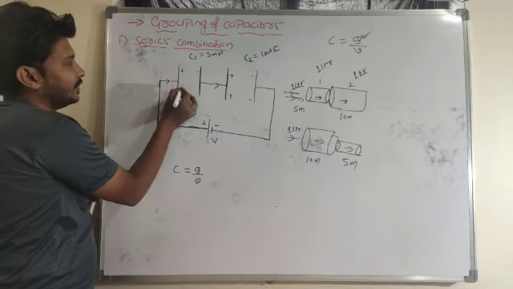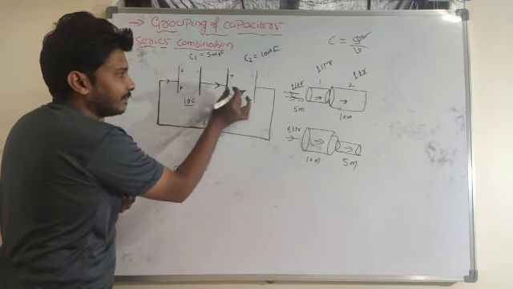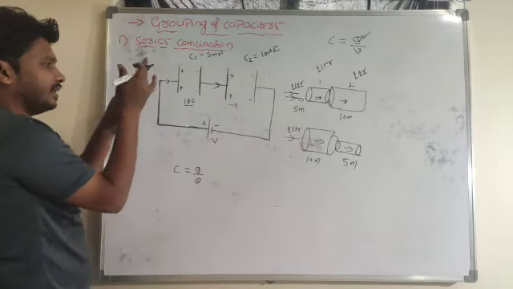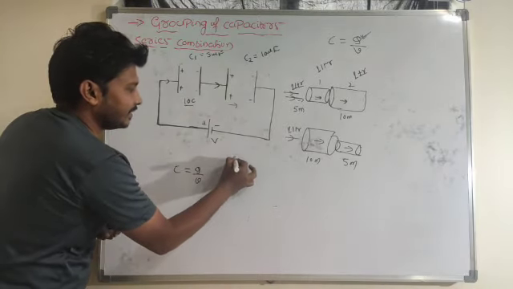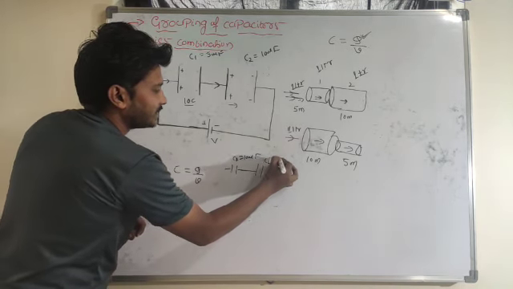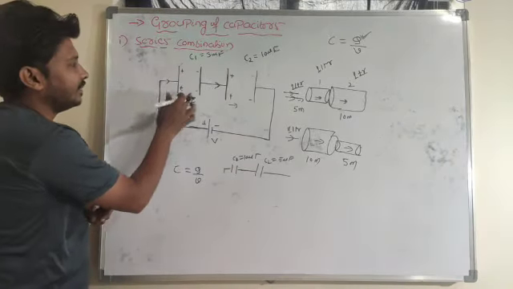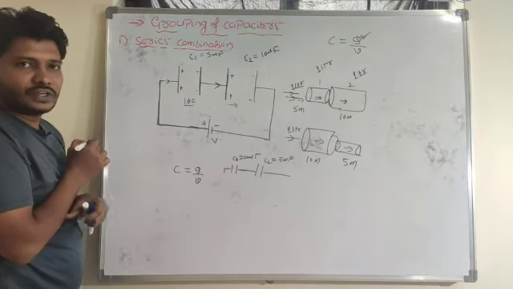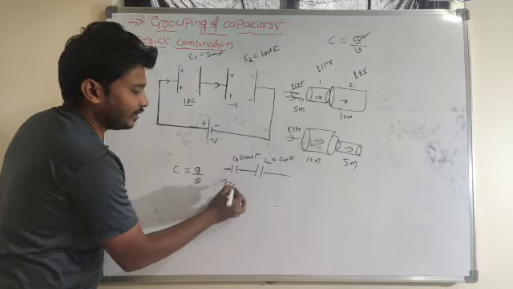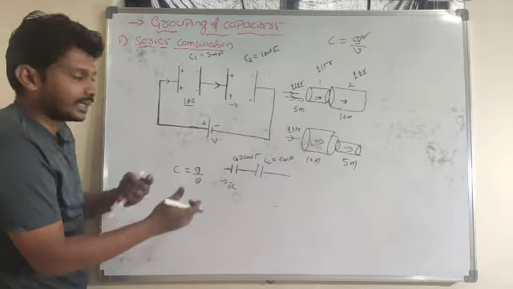For example, if 10 coulomb of charge flows from the first capacitor, the same 10 coulomb of charge will enter the second capacitor. Or you may consider C1 as 10 microfarad and C2 as 5 microfarad here. In this situation, capacitance is directly proportional to charge. If 5 coulomb of charge flows through the first capacitor, the same quantity of charge will flow through the second capacitor.